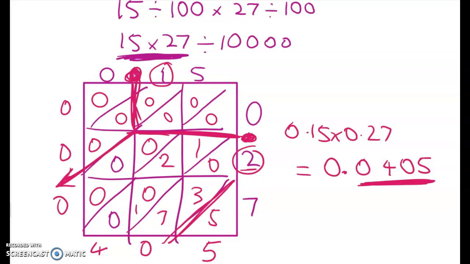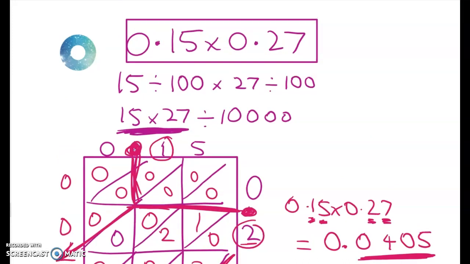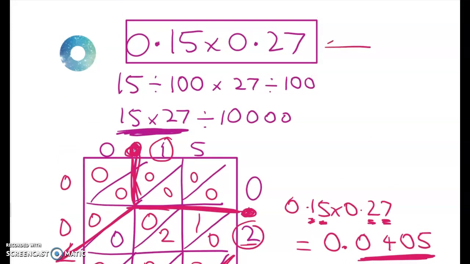And when we look back at the question, you can see that we've got 4 decimal places after the decimal points here, right? So that is not a coincidence. That's because of what we were doing back up here. 0.15 is 15 divided by 100. So there are your first 2 decimal places. And then 0.27 is 27 divided by 100. And there are your second 2.